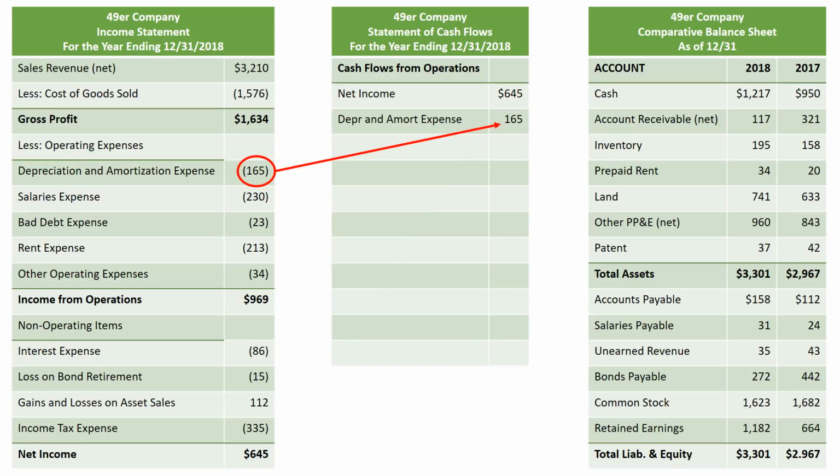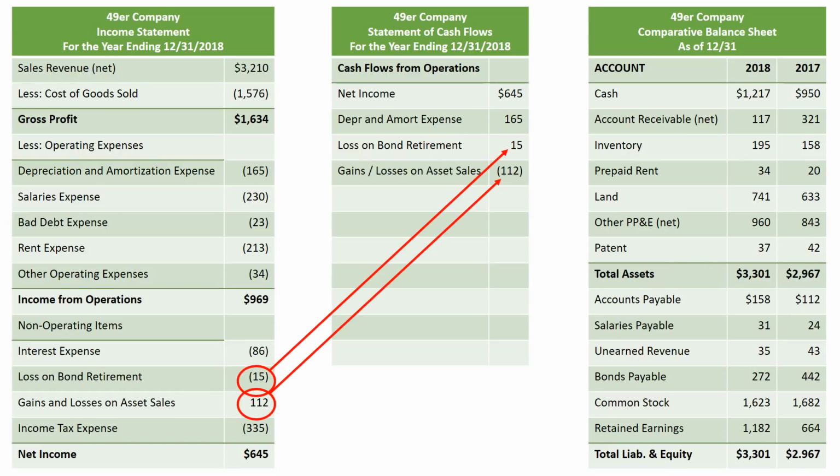We start our operating section using net income from our income statement, and then we start looking for the non-cash items. In this case, the non-cash items in the income statement are depreciation and amortization expense, so we have to add that back. Those are impacts on net income that are non-cash, non-operating items, so we need to adjust net income upwards, and that's why we add it. Then the next thing is we have to add back losses and subtract off any gains.